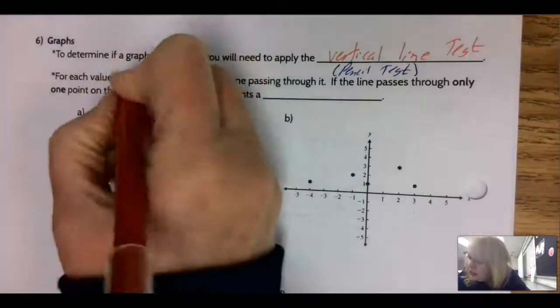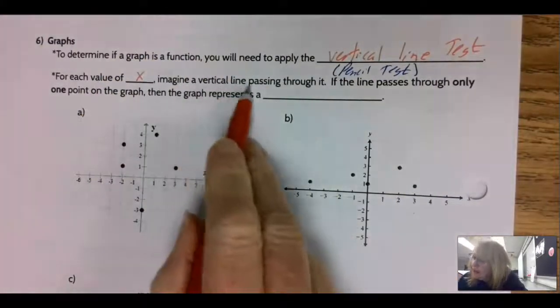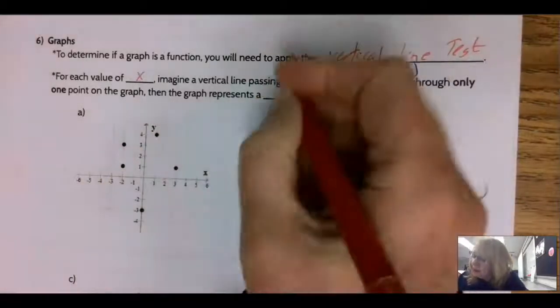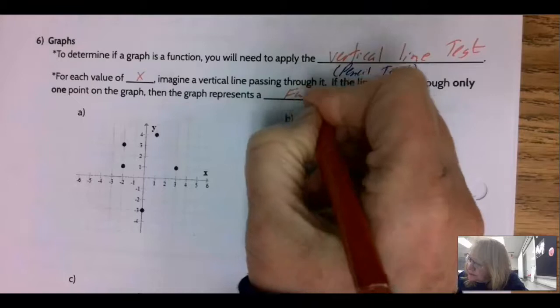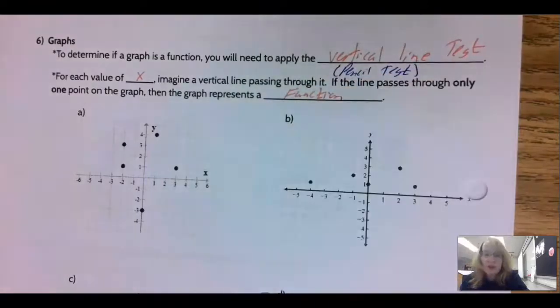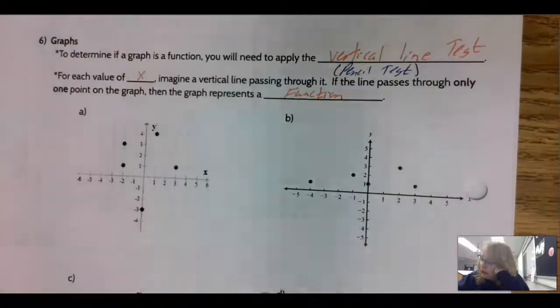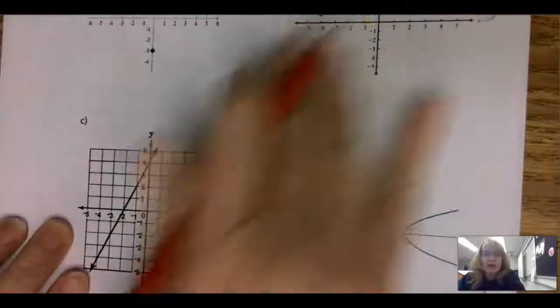Okay, let's see what this vertical line test is. It says, for each value of x, imagine a vertical line passing through it. If the line passes through only one point in the graph, then the graph represents a function. So, when I say a pencil test, what I like to do is, if I put my pencil down, does it hit the graph more than once? It's really easy to see on these. We'll come back to those.